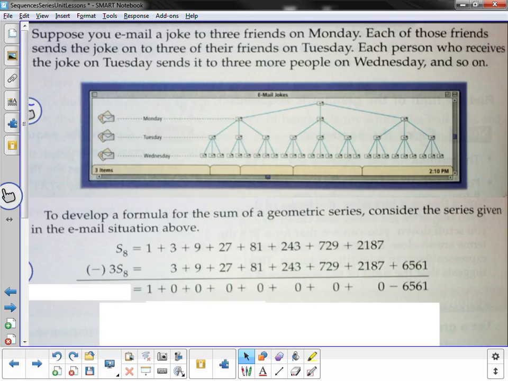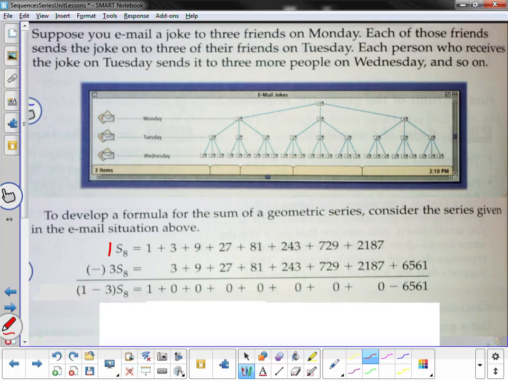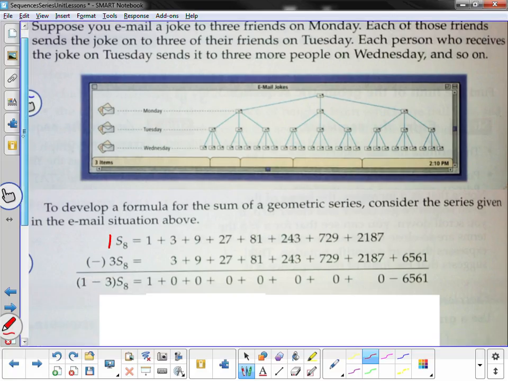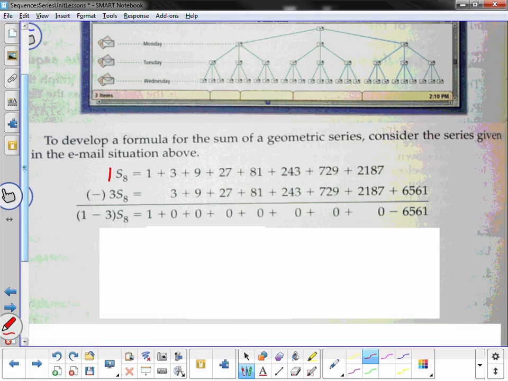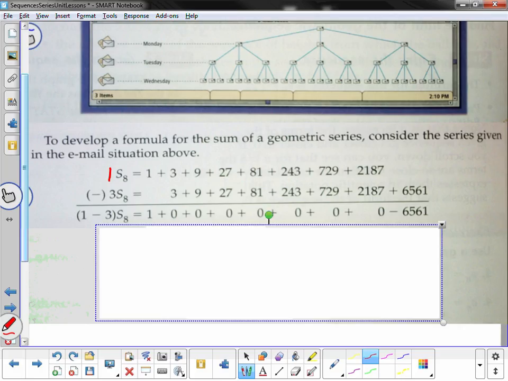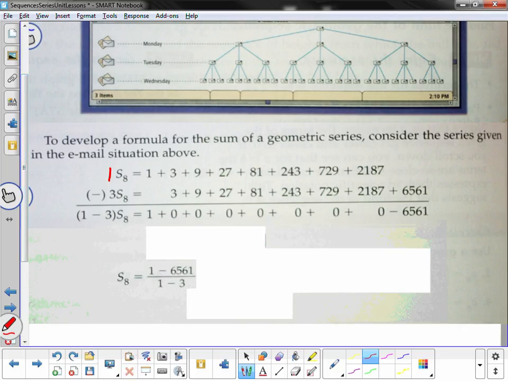Now, what do I do over here with the S of 8s? Well, I have 1 S of 8 up there, and I have to take away 3 S of 8s down here. So instead of saying 1 minus 3 is a negative 2, I'm just going to call it 1 minus 3. So now, what can I do to figure out my answer? Well, I can clean up this whole top row to be 1 minus 6,561, and then divide it by 1 minus 3. I would take the 1 minus 6,561 and divide it by the 1 minus 3, and that would give me my sum real easy.